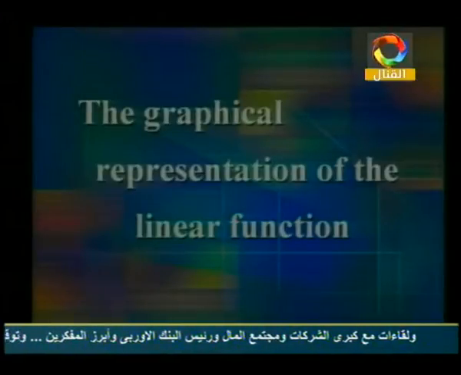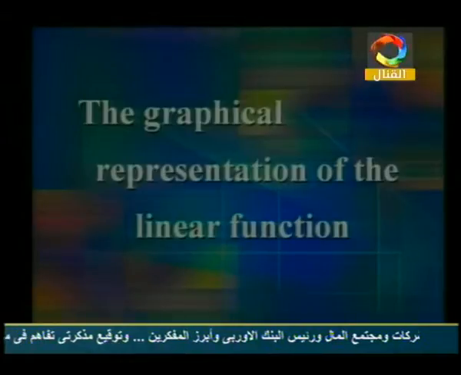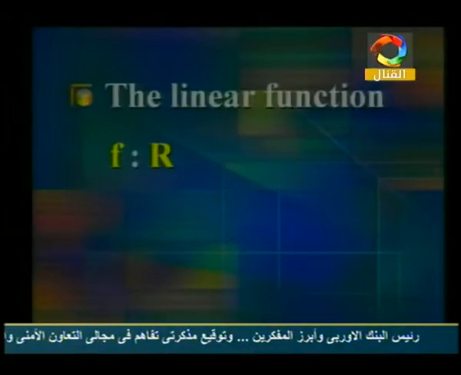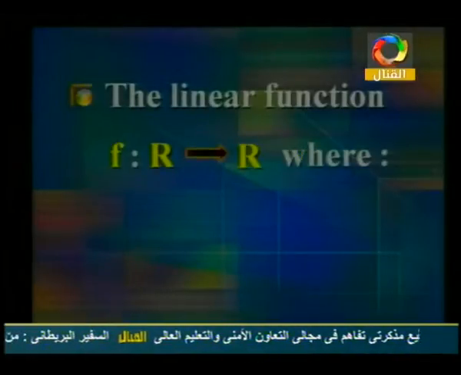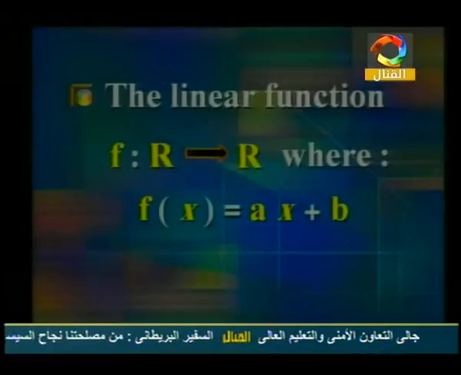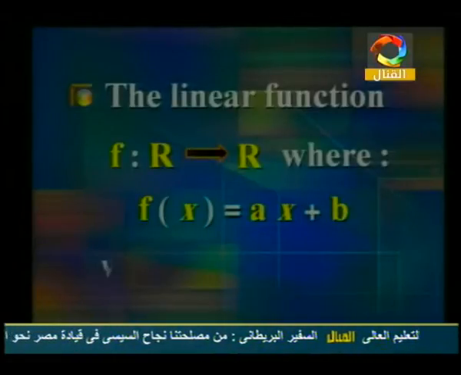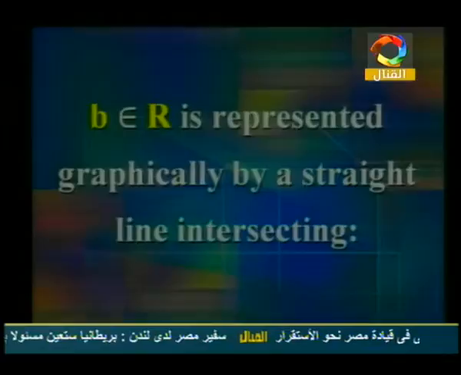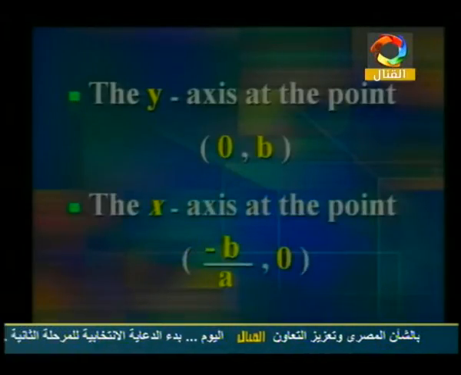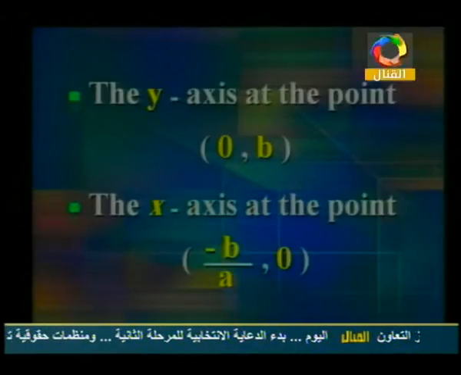The graphical representation of the linear function. The linear function from R to R, where f of x equals ax plus b, is represented graphically by a straight line intersecting the y-axis at the point (0, b), and the x-axis at the point (negative b over a, 0).